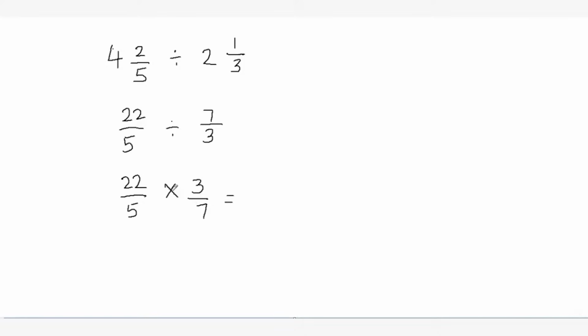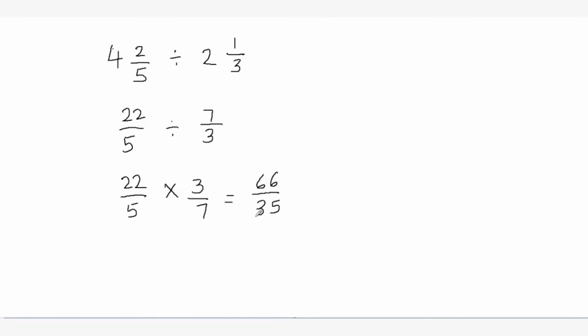Now we're just going to go ahead and multiply this. So we're going to multiply 22 and 3. 22 times 3 is going to give me 66. And then 5 times 7 is going to give me 35. So basically you multiply the numerator with the numerator and the denominator with the denominator. And you see that I can't reduce this fraction anymore, 66/35.